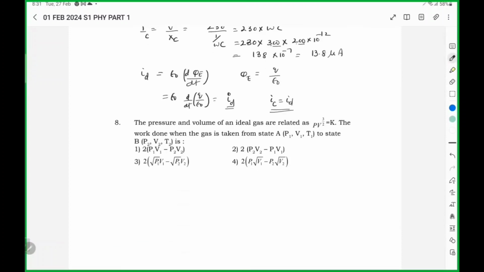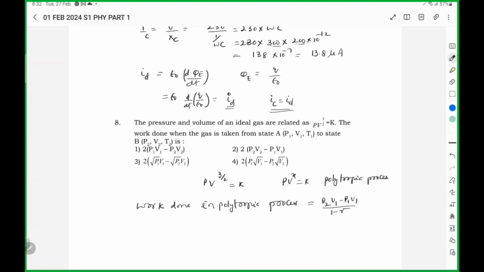The pressure and volume of an ideal gas are related by PV power 3 by 2 is constant. PV power x equal to constant is a polytropic process. Work done in a polytropic process is similar to adiabatic work done, which is (P2 V2 minus P1 V1) by (1 minus gamma). So here gamma is 3 by 2, 1 minus gamma will be minus half, which implies 2 times (P1 V1 minus P2 V2). That is the work done by the gas.